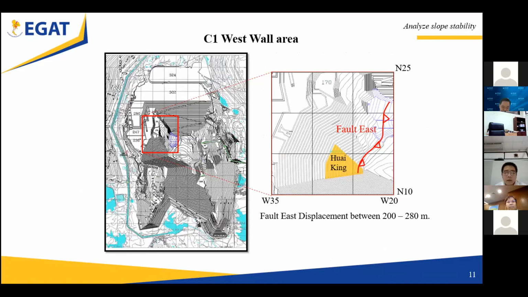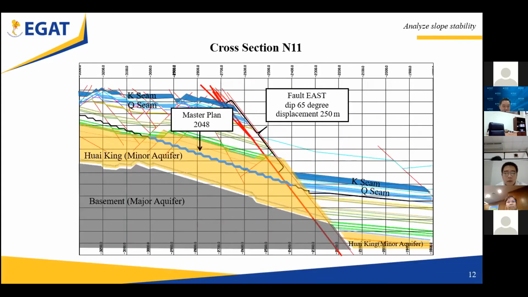The next part is the slope stability section. Analyze slope stability at the C1 west wall. In this area, we have measured displacement of about 250 meters. The result is that the slope is deep and steep. The major structure has a dip angle of 65 degrees, with coal layers dipping down to deeper. It is necessary to reduce the slope, which is about 250 meters high, with an overall slope angle of 17 degrees.